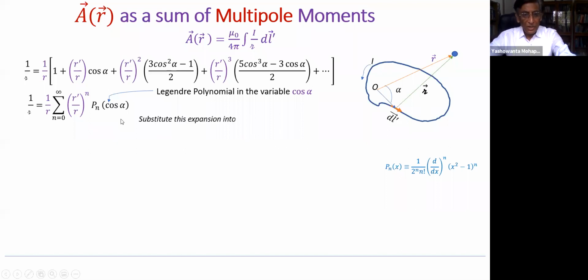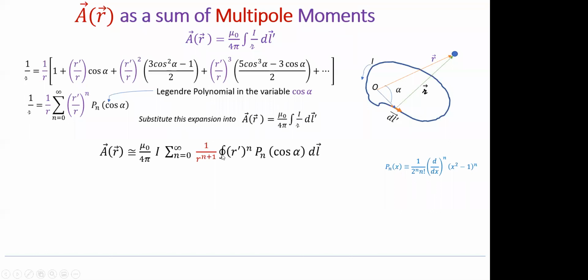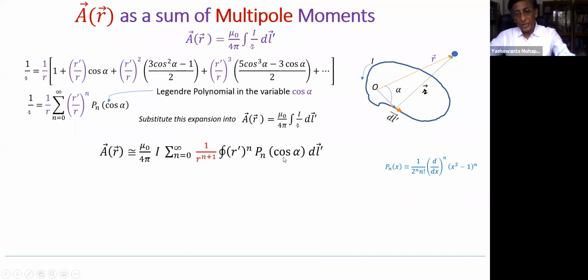Now substitute this expansion into my AR that I had written down there. That's straightforward. So I'll write down AR: mu naught I by 4 pi, summation of 1 over R to the n plus 1, integral over the loop of R prime to the n, different powers, Pn of cos alpha, dl prime, with n going from 0 to infinity. I can take R out of the integration since it is a constant. It's the same old idea.